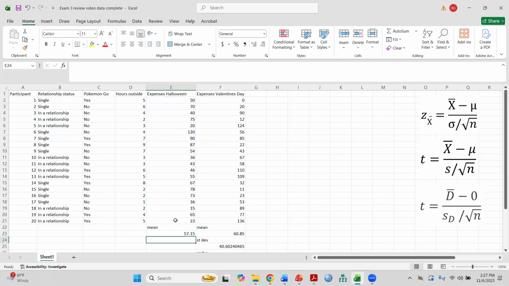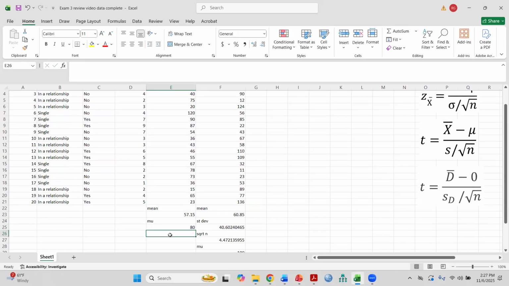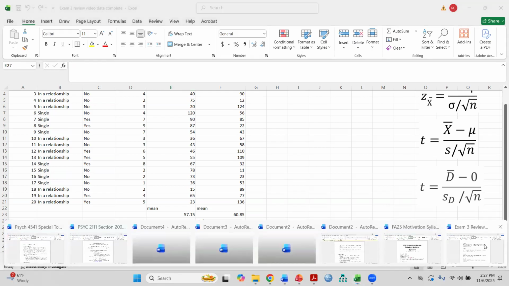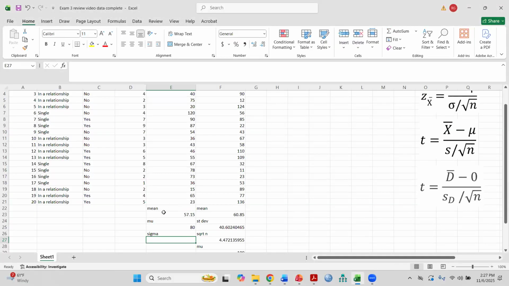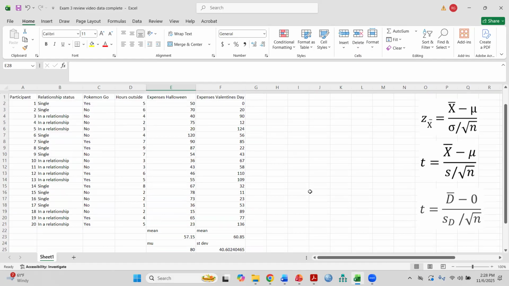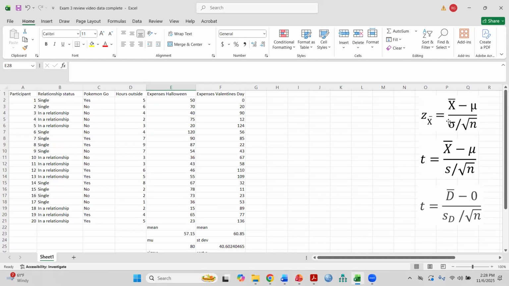Our sample mean is 57.15. And we know that mu, we said, was $80. We also know that sigma, which is the population standard deviation, if I remember correctly, was $40, right? Yeah, $40. Okay, so $40 there. And we're basically there. We have all the pieces of information we need.